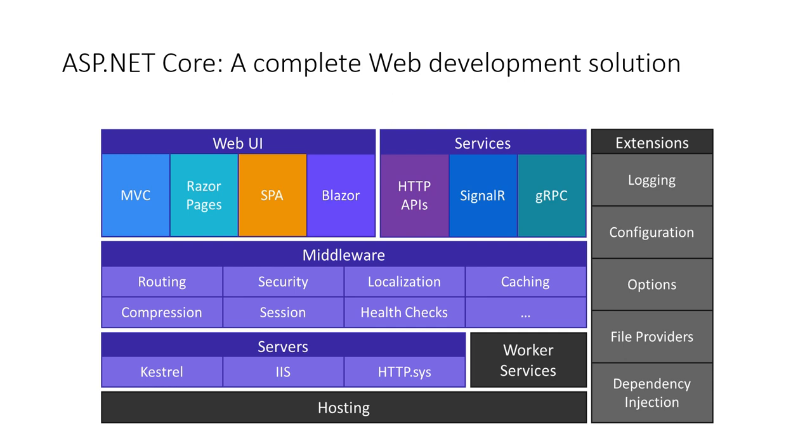As you can see, we have MVC, we have Razor Pages, we have a single page application model, and we have a Blazor model. So all the things that we do with MVC and Razor Pages, we can also do with Blazor, and it's really a powerful framework that helps us to build interactive web applications.